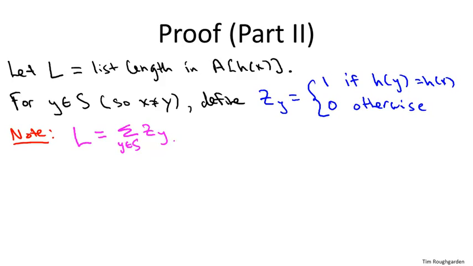A given Z_y is just counting whether or not a given object y in the hash table is colliding with x. So summing over all the possible things that could collide with x, summing over the Z_y's, we of course get the total number of things that collide with x, which is exactly equal to the population of x's bucket in the hash table.